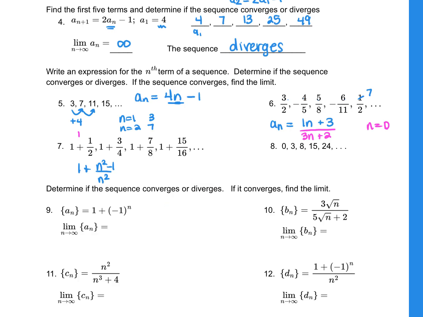8. 0, 3, 8, 15, 24. Okay, so it doesn't look arithmetic. It's not geometric. If I put my term numbers down here, I'm not sure if I see a pattern. Oh wait, I think we do. Isn't it n squared minus 1 if we start with n equals 1?